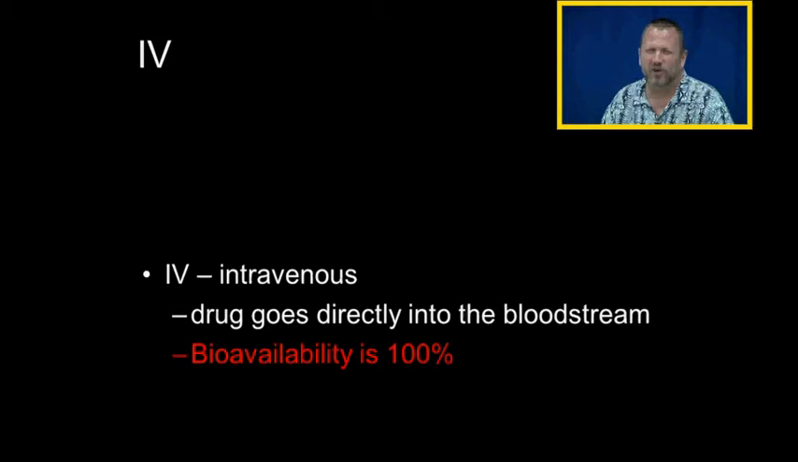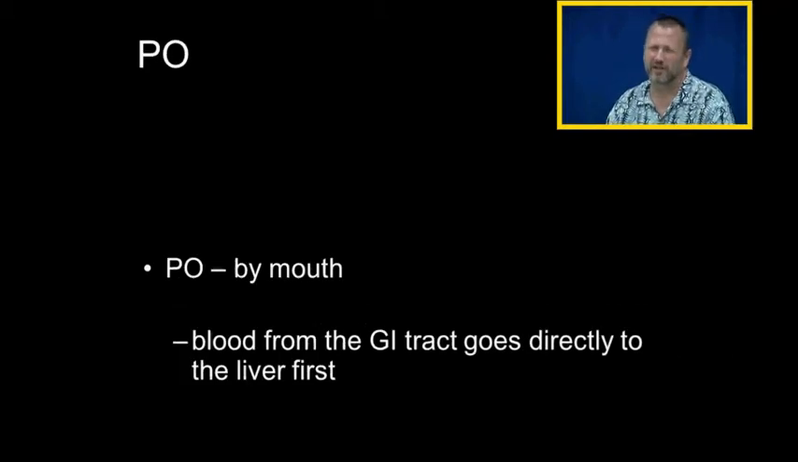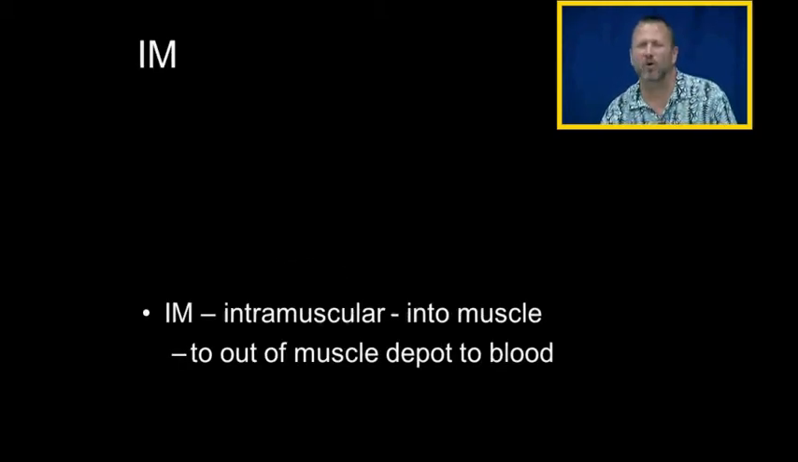Intravenous medications go directly into the bloodstream. PO is a Latin abbreviation for by mouth. IM stands for intramuscular, meaning into the muscle.